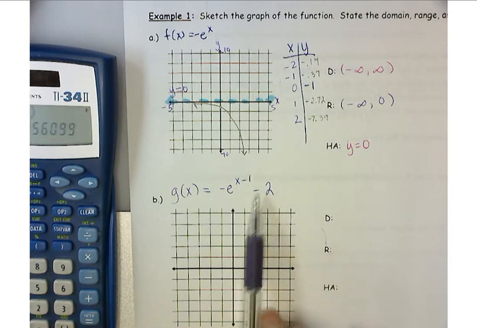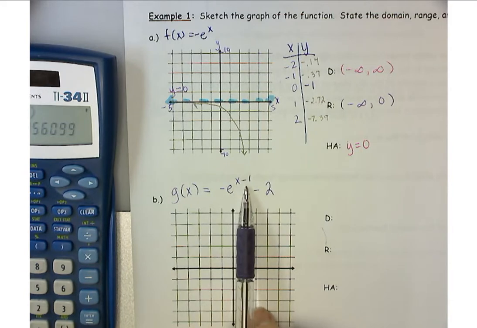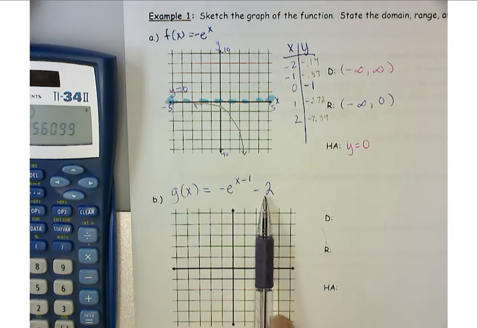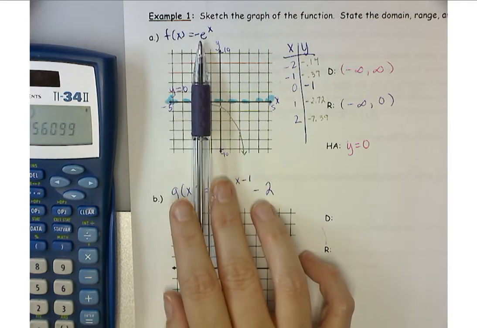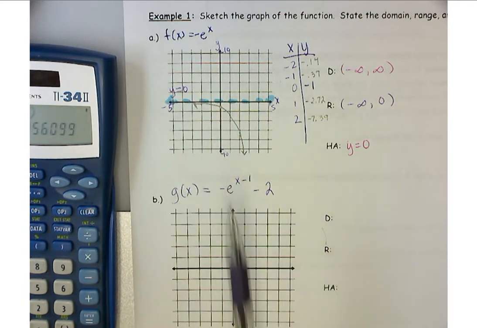What does this minus 2 mean? You're going down 2, and the minus 1? To the right. Because remember, when it's in the exponent, it's the opposite of what you see. Okay, so 1 unit to the right and 2 units down. It's really going to be this function, except all the points are going to be moved 1 unit to the right, 2 units down. Okay, so we can actually do that on our table.